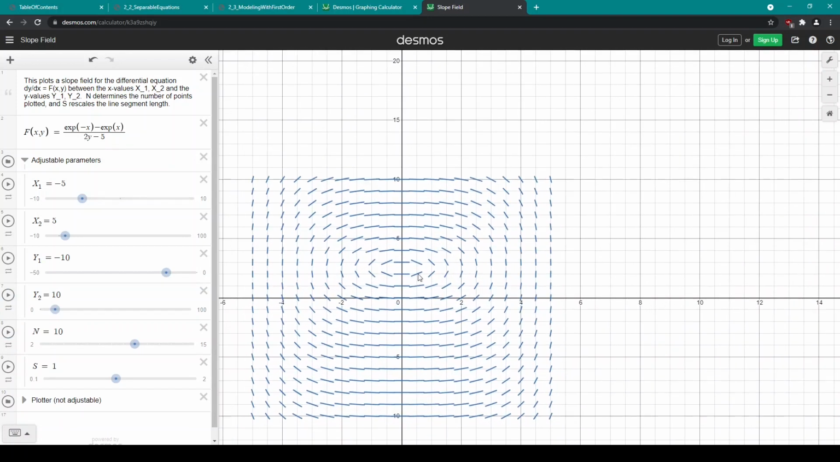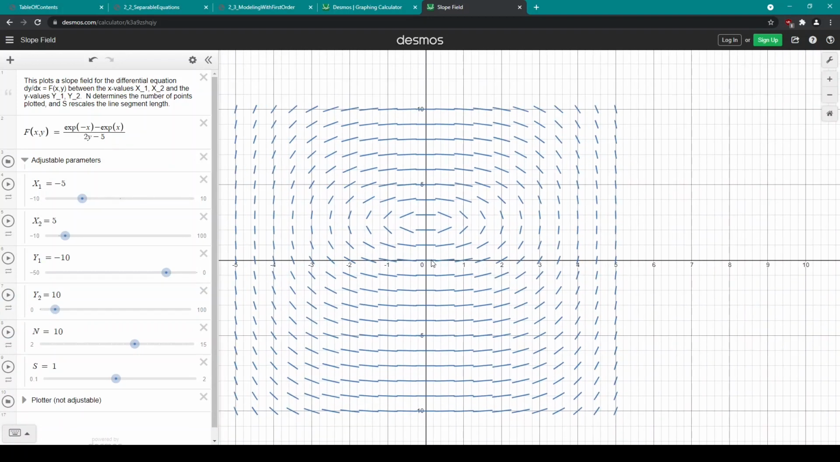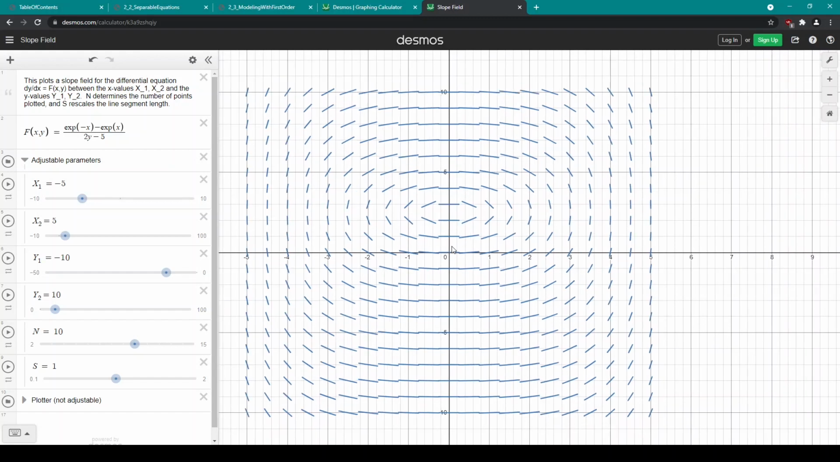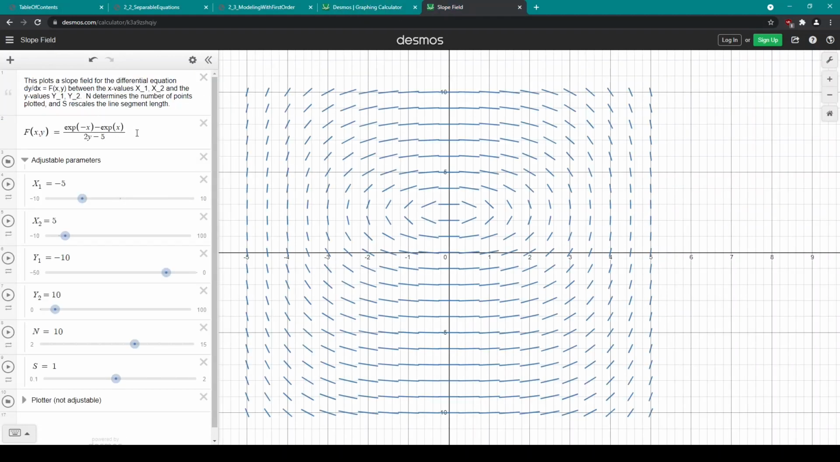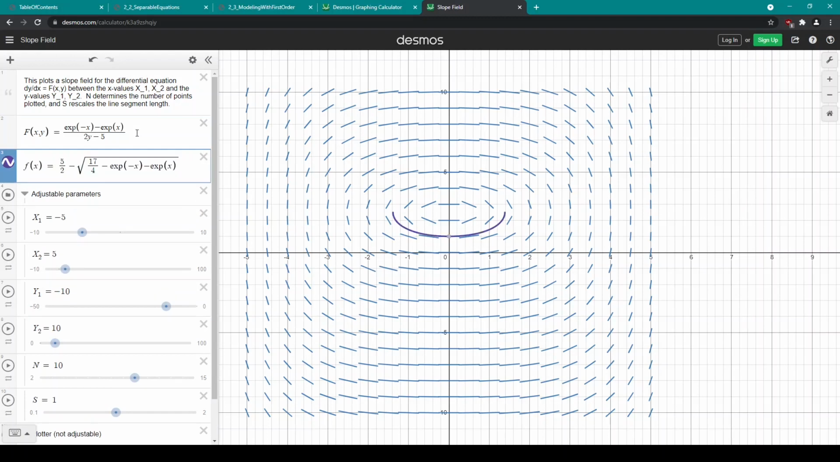And then we can zoom in here. We see that there's some swirling or something going on, right? And if we grab this other expression here, we can plot it to see that it fits in with what's going on with our function. Okay.